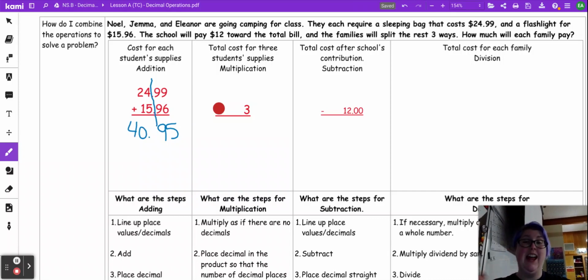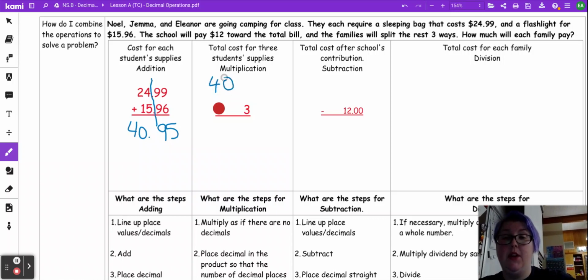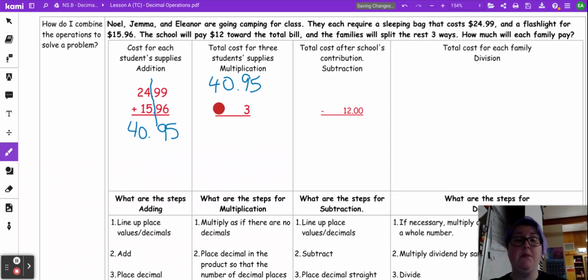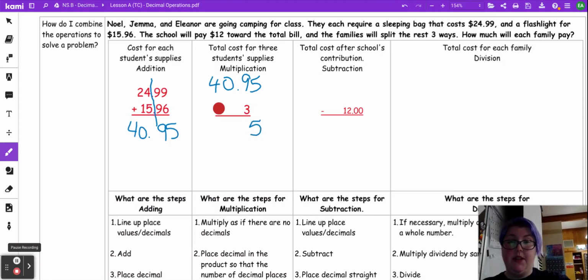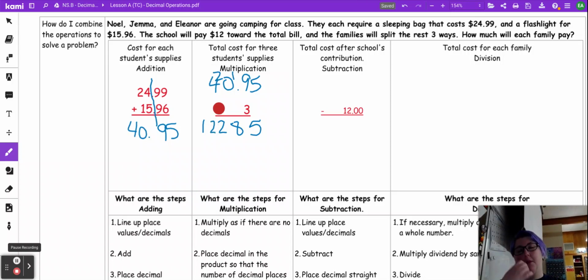So we added those together. Now we have Noel, Gemma, and Eleanor. We have 3 students. So now we are going to take that total and use it at the top of our multiplication problem. Then we are going to multiply as if there are no decimals. So we have 5 times 3 is 15. 9 times 3 is 27, but plus 1 is 28. 3 times 0 is 0, so that becomes a 2. And 4 times 3 is 12. So we just get our numbers at the bottom.